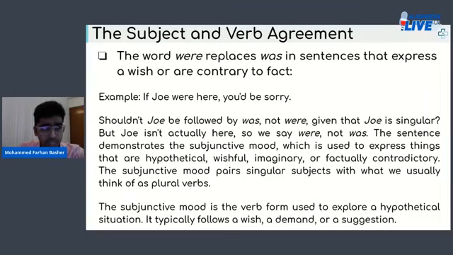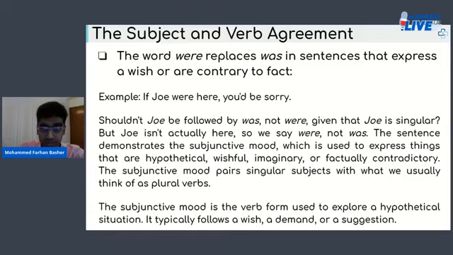So the subjunctive mood is basically an expression of a verb that is used when you want to express a wish, make a suggestion, make a demand, or make a request. You talk in the subjunctive mood. You use the verb that is in agreement with the subjunctive mood, or is considered a verb of the subjunctive mood.